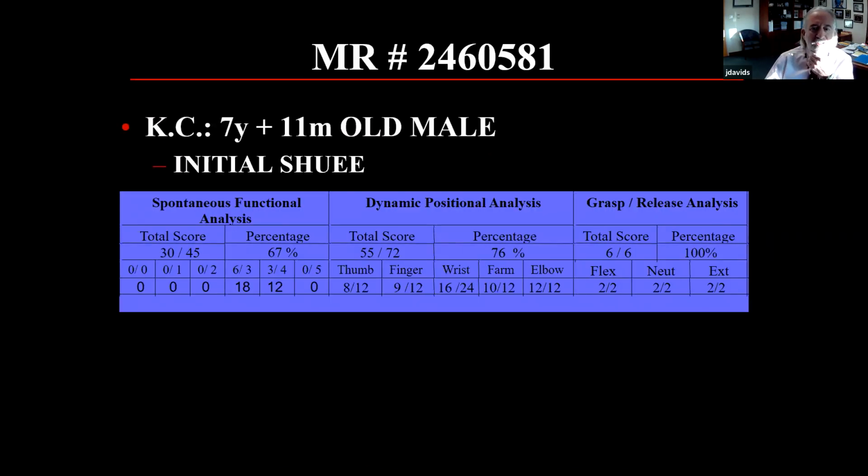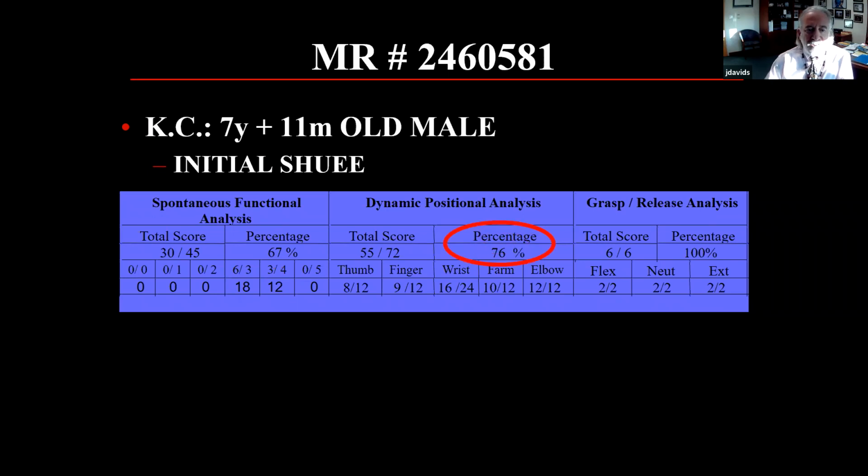The initial SHU analysis showed a spontaneous functional analysis score of 67%, with almost all activities occurring in the active range. This suggests relatively minimal underlying neurological impairment, and also suggests that if we can improve the alignment of the upper extremity, the child should be able to use it to improve function.